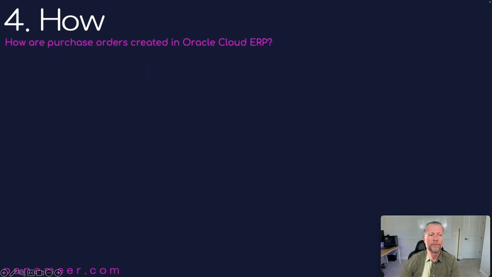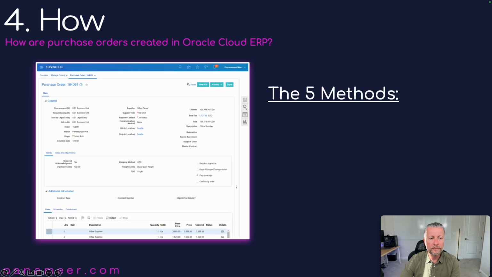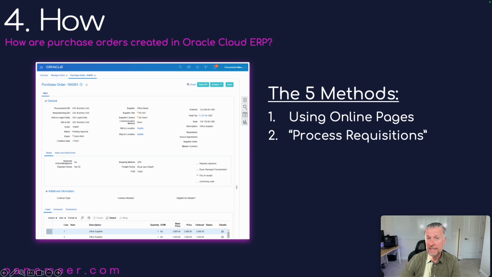Okay, slide 4. How are purchase orders created in Oracle Cloud ERP? Well, there are 5 methods. First, you can use the online pages, although that's less frequent because we want to use the requisitions. Then, speaking of using a requisition to request goods or services, you use them either automatically they create or the buyer picks up that approved requisition in the sourcing workbench and walks it into a PO.